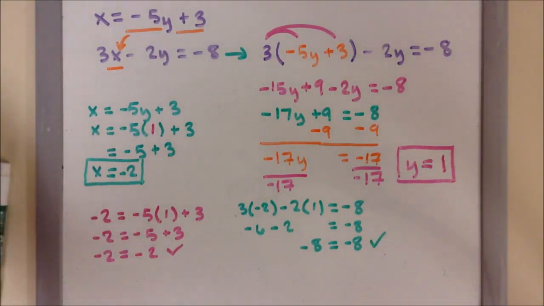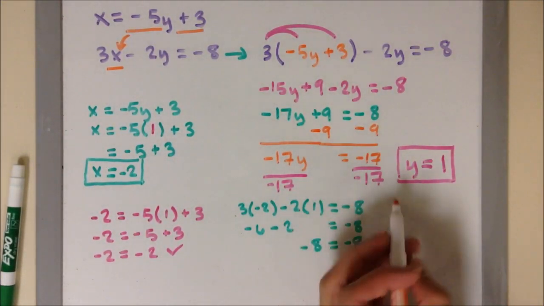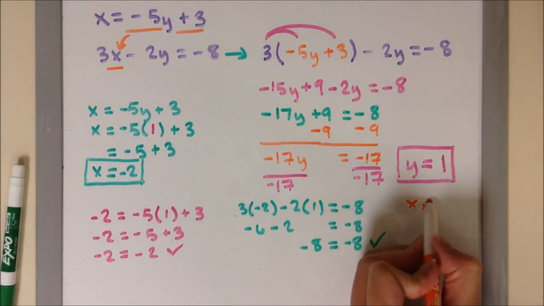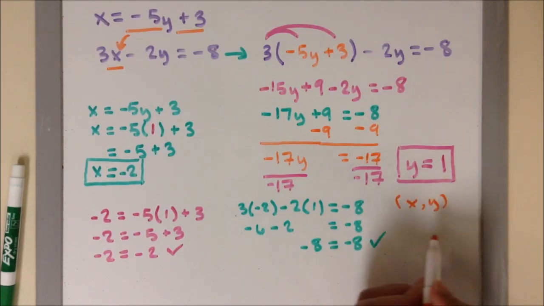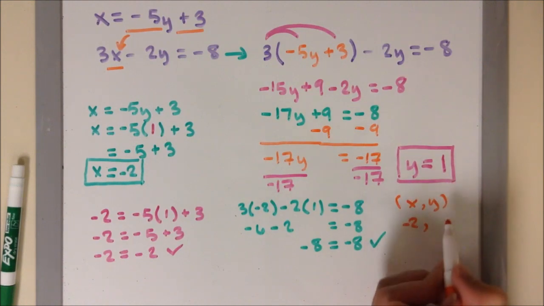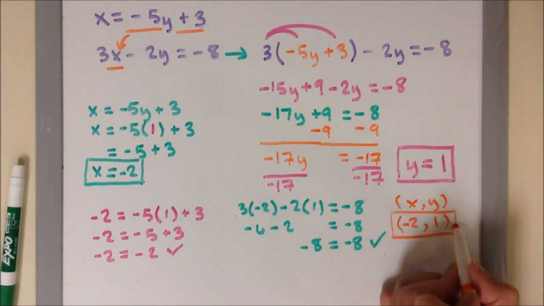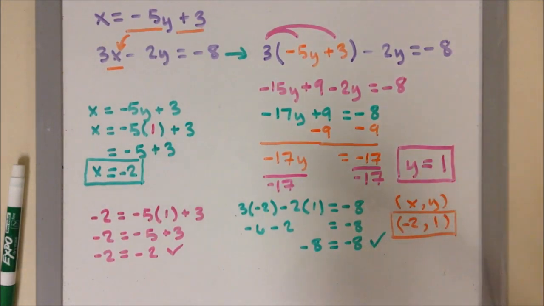Instead of writing it as two solutions, you can write it as one solution, a coordinate point. Like this: x is negative 2, comma, y is 1, in parentheses. This is also a final answer that works.